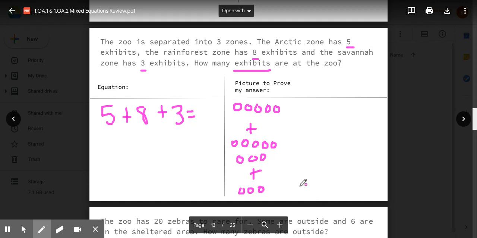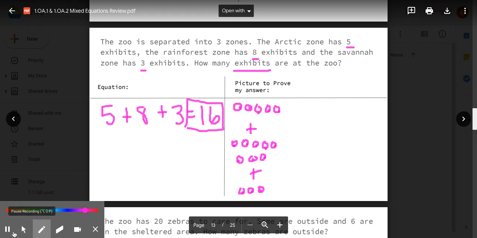Now I'm going to count up all of my exhibits total. 1, 2, 3, 4, 5, 6, 7, 8, 9, 10, 11, 12, 13, 14, 15, 16. So total there are 16 exhibits at the zoo. I have an equation to match my problem and a picture to prove my answer. All right, let's move along.